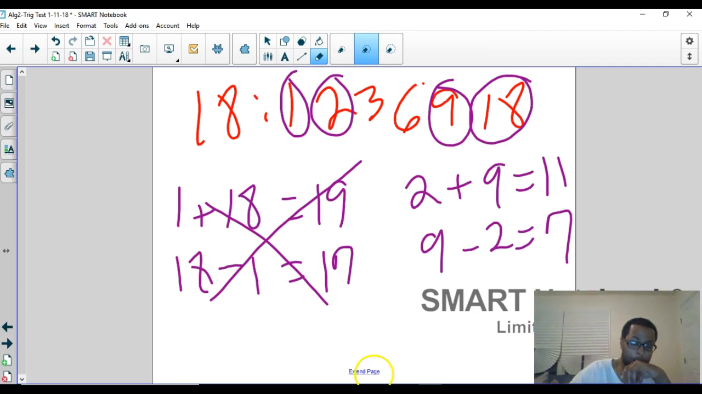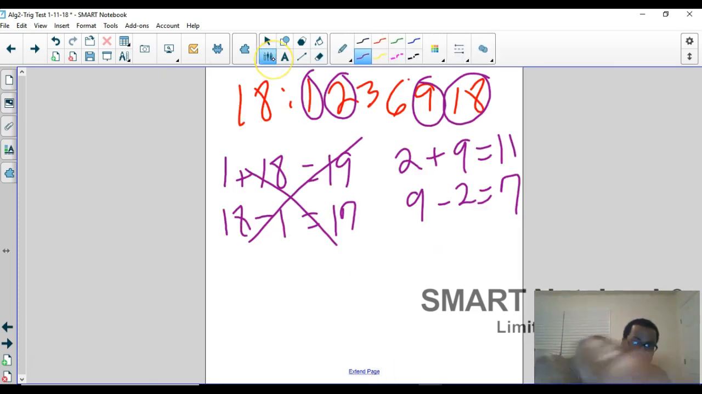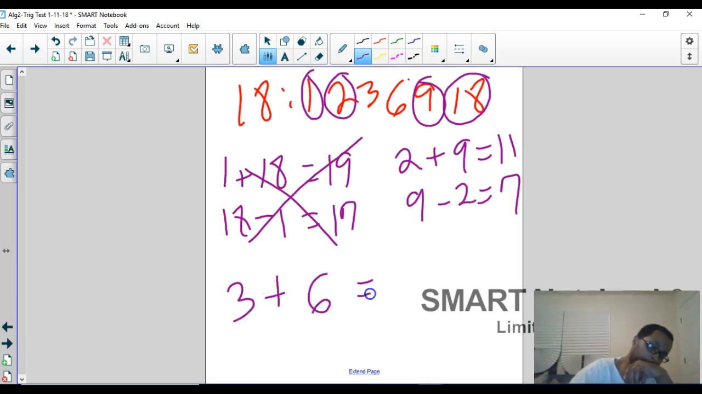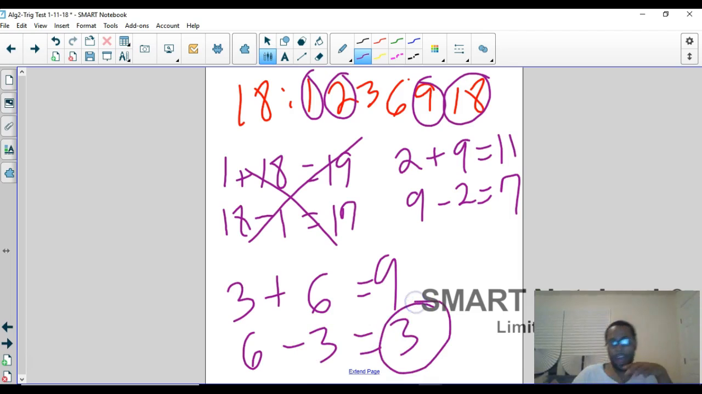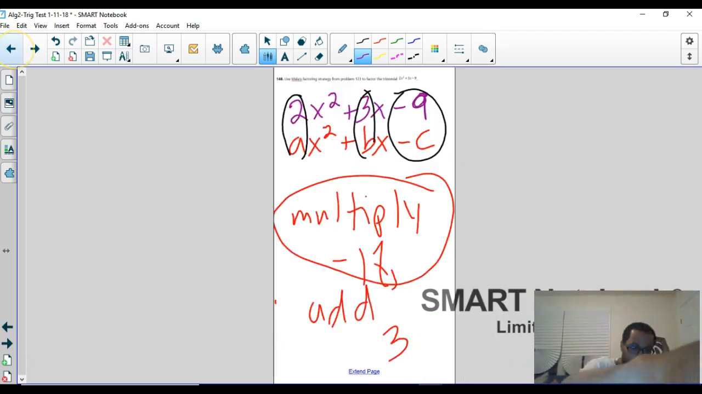My next numbers are 3 and 6. Let's see. 6 plus 3 is 9. 6 minus 3 is 3. Bingo. So I now know that that gives me 3. Now, if I had done negative 3 plus 6, it would have given me negative 3, which would have worked too, but we just wanted to see what those numbers are. So we now know our numbers are 6 and 3.